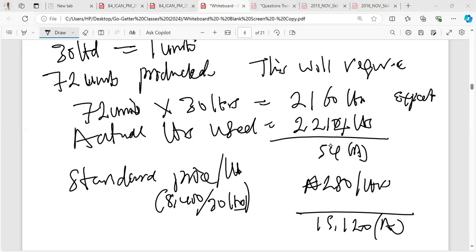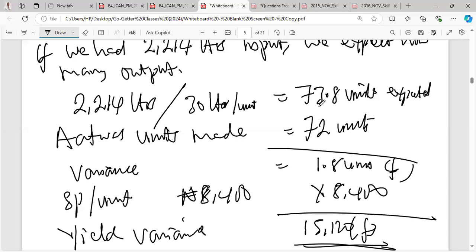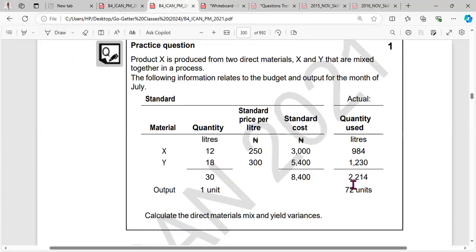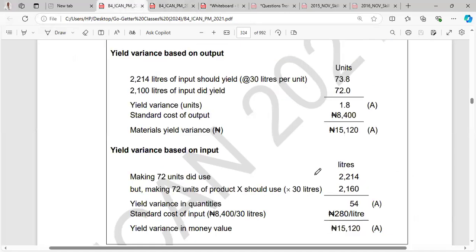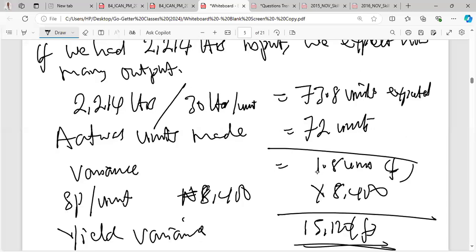So that's it here. What I should have done here, trying to see the logic here. This is the output used. Actual output is that 72. Oh, I get it now. You are expected to get 73, but you now got 72. You got short of what was expected. So this should have been adverse, not favorable.